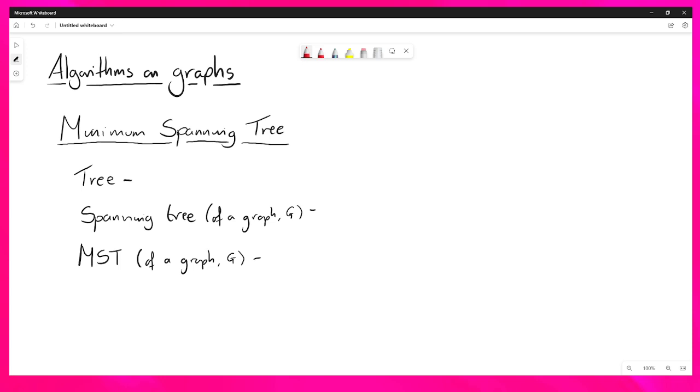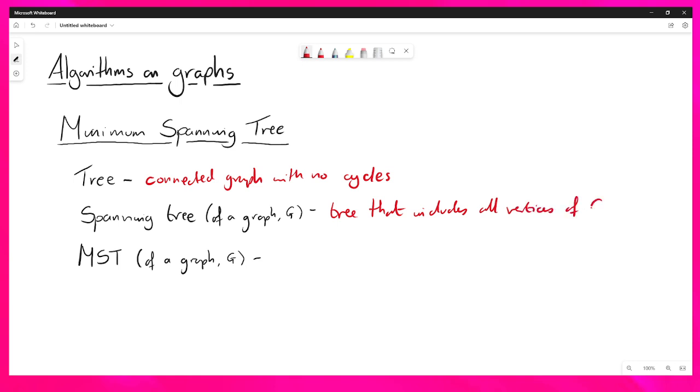The idea of a tree is very important for this topic because minimum spanning tree has that word in there. So a tree is a connected graph with no cycles. So any graph that satisfies that condition is called a tree. A spanning tree of a particular graph G is a tree that includes all vertices of G.